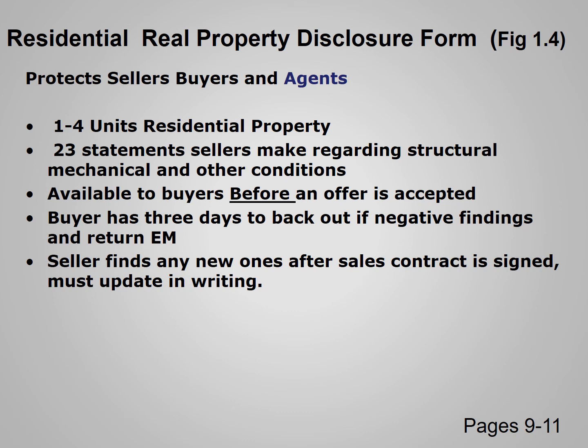The form is available to buyers before an offer is accepted. If the buyer finds any negative results from the disclosure form, they can back out and get their earnest money returned. If the seller finds any new ones after, say, the sales contract was signed, then the seller must update the residential real property disclosure form in writing and give the prospective purchasers the new updated form.